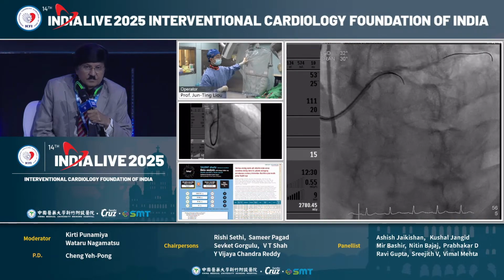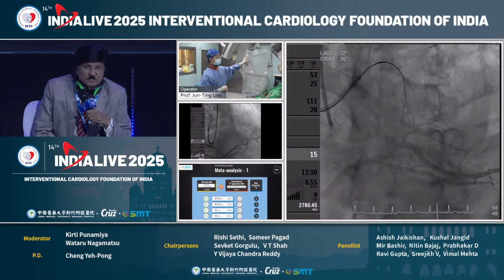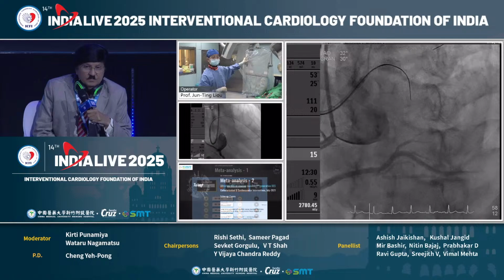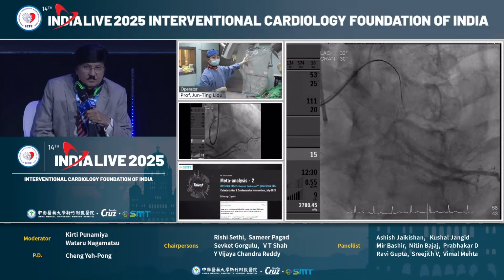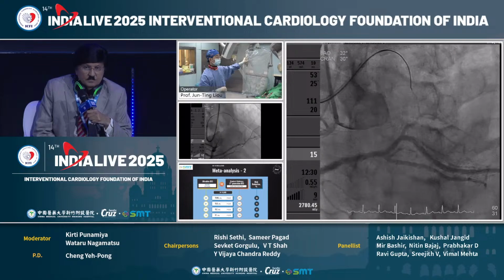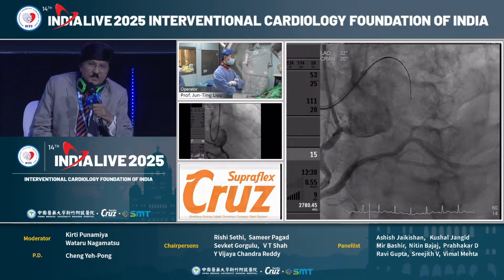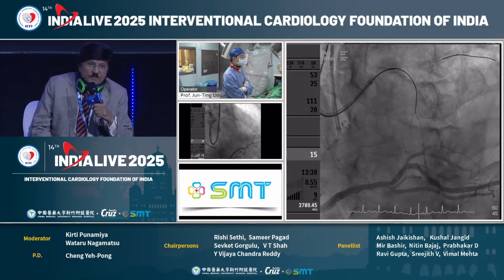And after several attempts, the wire is still outside of the lumen. We can see the lateral view here, and the other view. How about this view? Is that the true lumen or not?